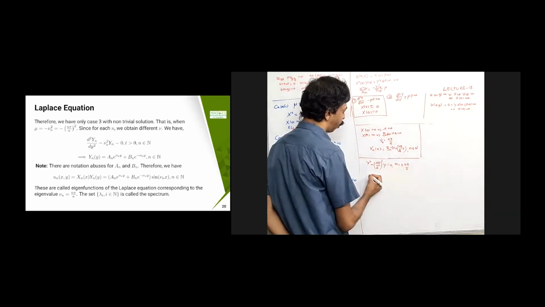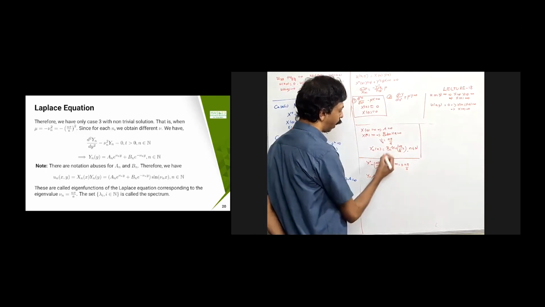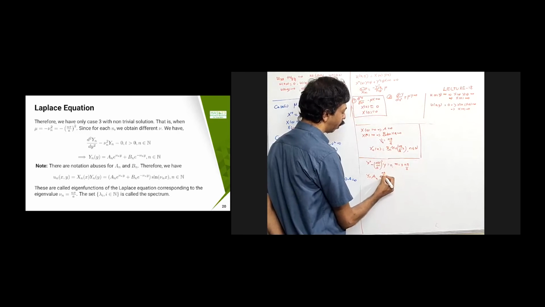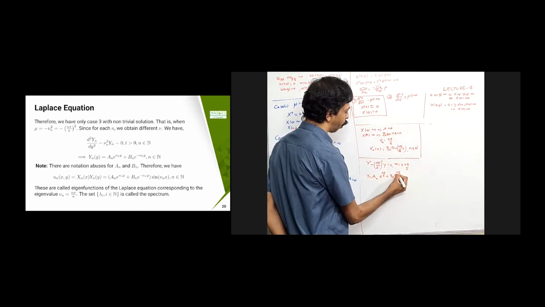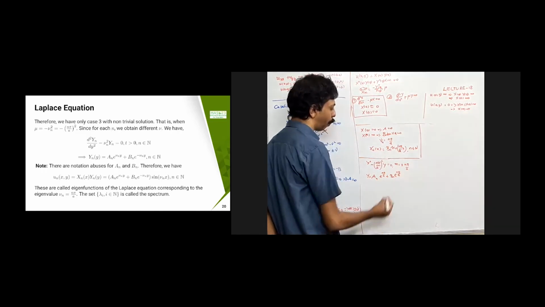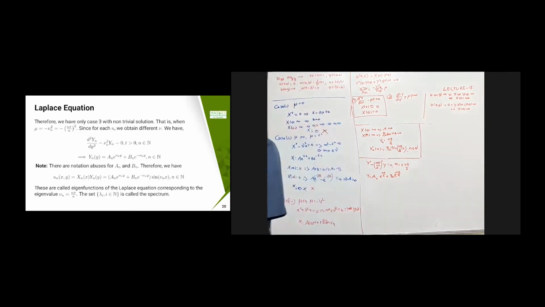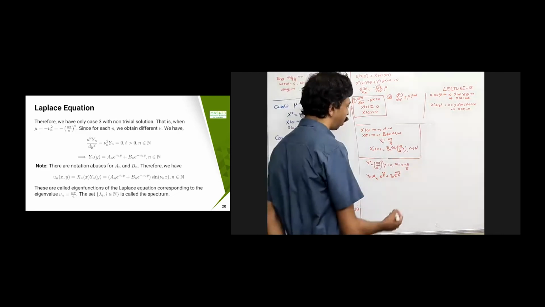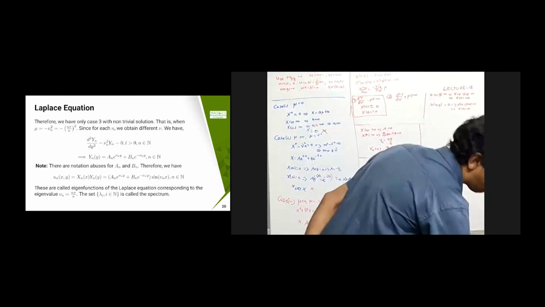So I can write y equal to a n e power n pi by a plus bn e power minus n pi by a. This is going to be my solution for this problem, y double dash minus n pi by a whole square. So I'm going to denote this n pi by a as lambda n. I'm going to denote lambda n as nothing but n pi by a.